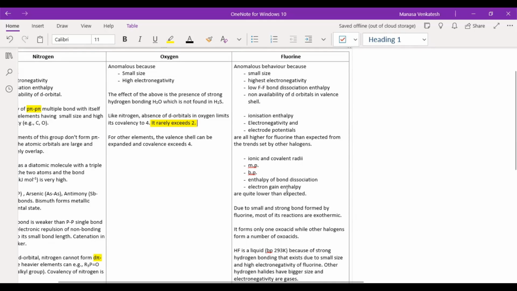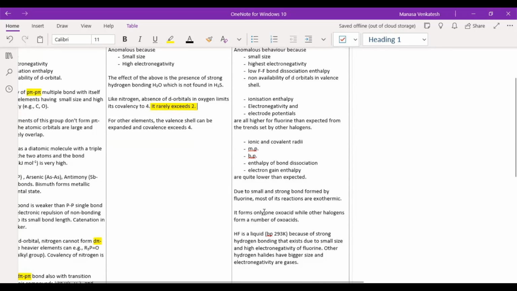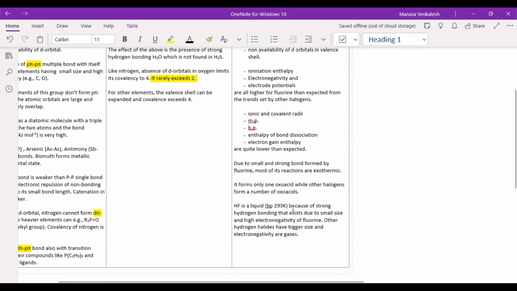This is due to the small size, and all of these are the properties which are observed. Because of its small size and strong bond formation, most of the reactions of fluorine are exothermic in nature. It forms only one oxo acid. We'll be learning about the various oxo acids formed by halogens. And HF is a liquid and its boiling point is 293 Kelvin, because of its hydrogen bonding character.